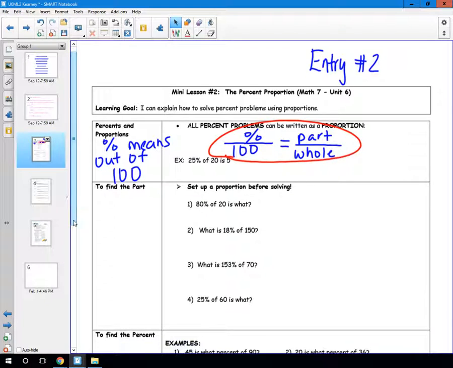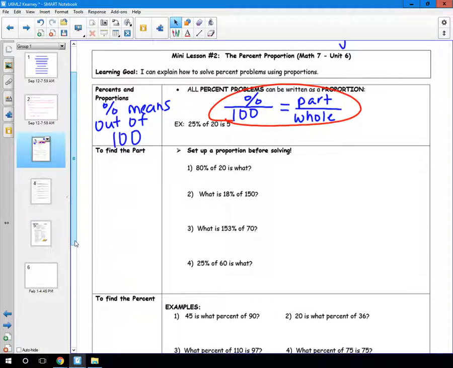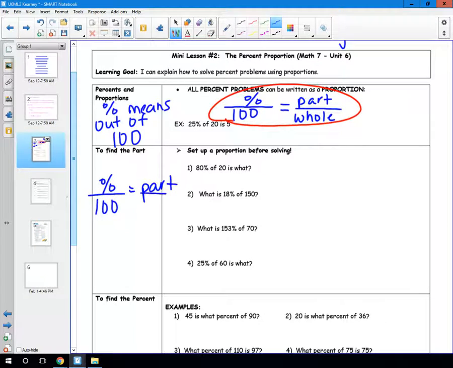So let's jump down to some practice. So in order to do practice, we're just going to again write percent over 100 equals part over whole. And we're going to be looking for different things in the problem that's missing out of this percent proportion. Okay, we're going to solve the proportion to find the missing pieces. Okay, so for number 1, it says 80% of 20 is what?